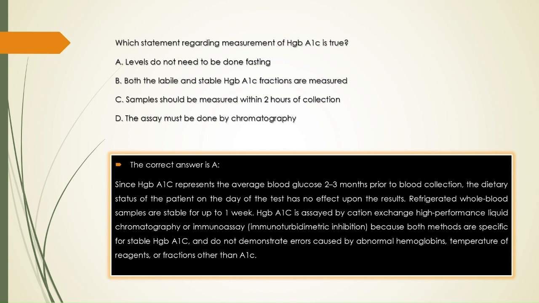HbA1c is assayed by cation exchange high-performance liquid chromatography or immunoassay, immunoturbidimetric inhibition, because both methods are specific for stable HbA1c and do not demonstrate errors caused by abnormal hemoglobins, temperature of reagents, or fractions other than A1c.